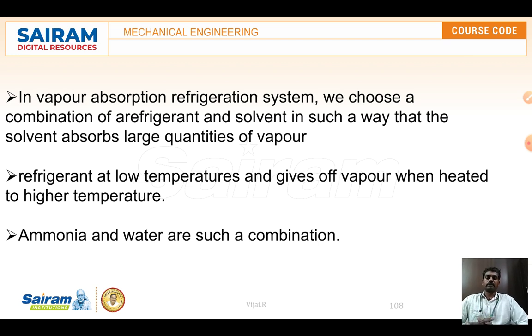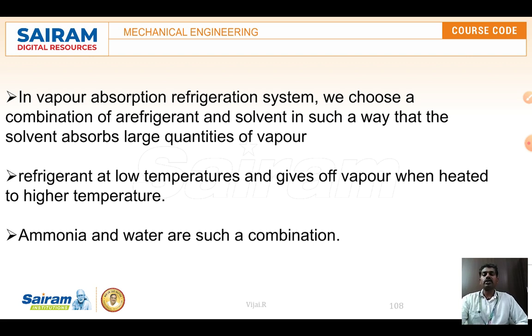In the vapor absorption system, first of all the refrigerant we have taken is very important here. The absorber and generator are both very important areas. In the absorber, a combination of refrigerant and a solvent takes place, and the solvent absorbs large quantities of vapor. Here the refrigerant at low temperature gives us vapor. When the refrigerant gets heated, it gives off vapor.